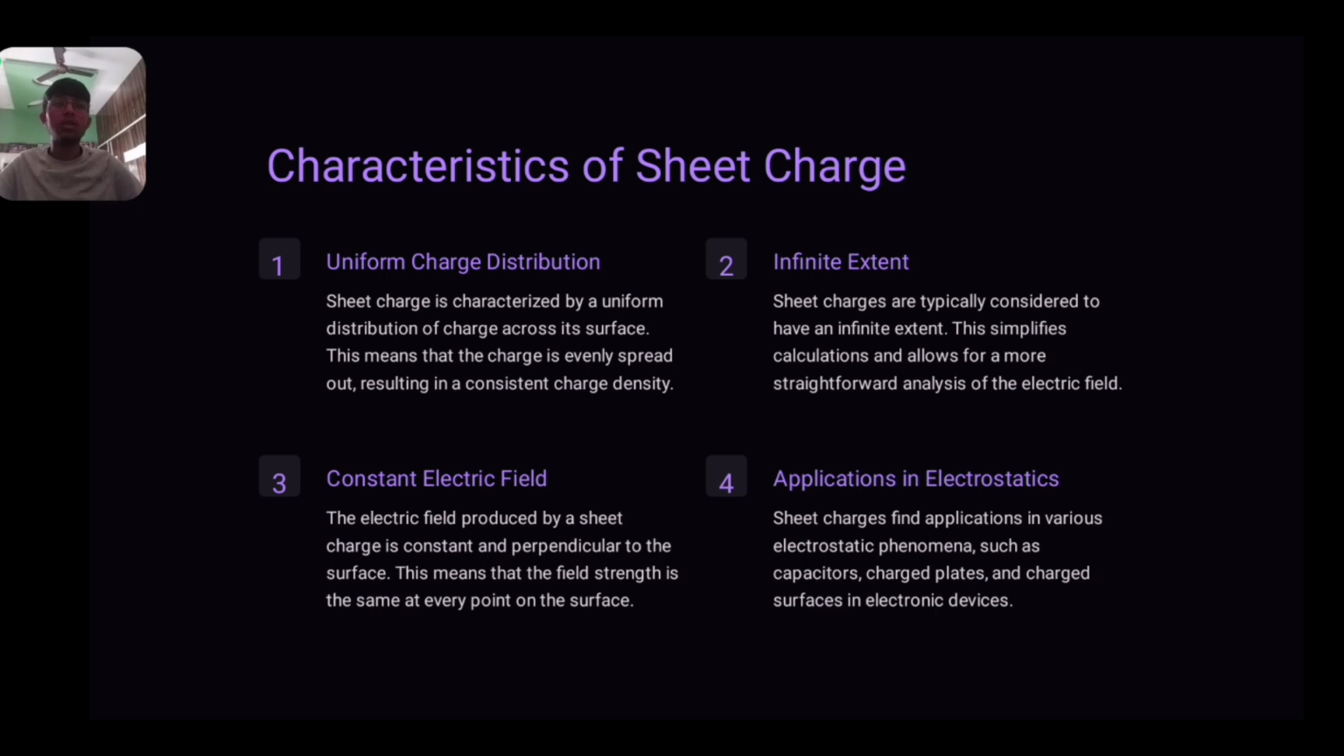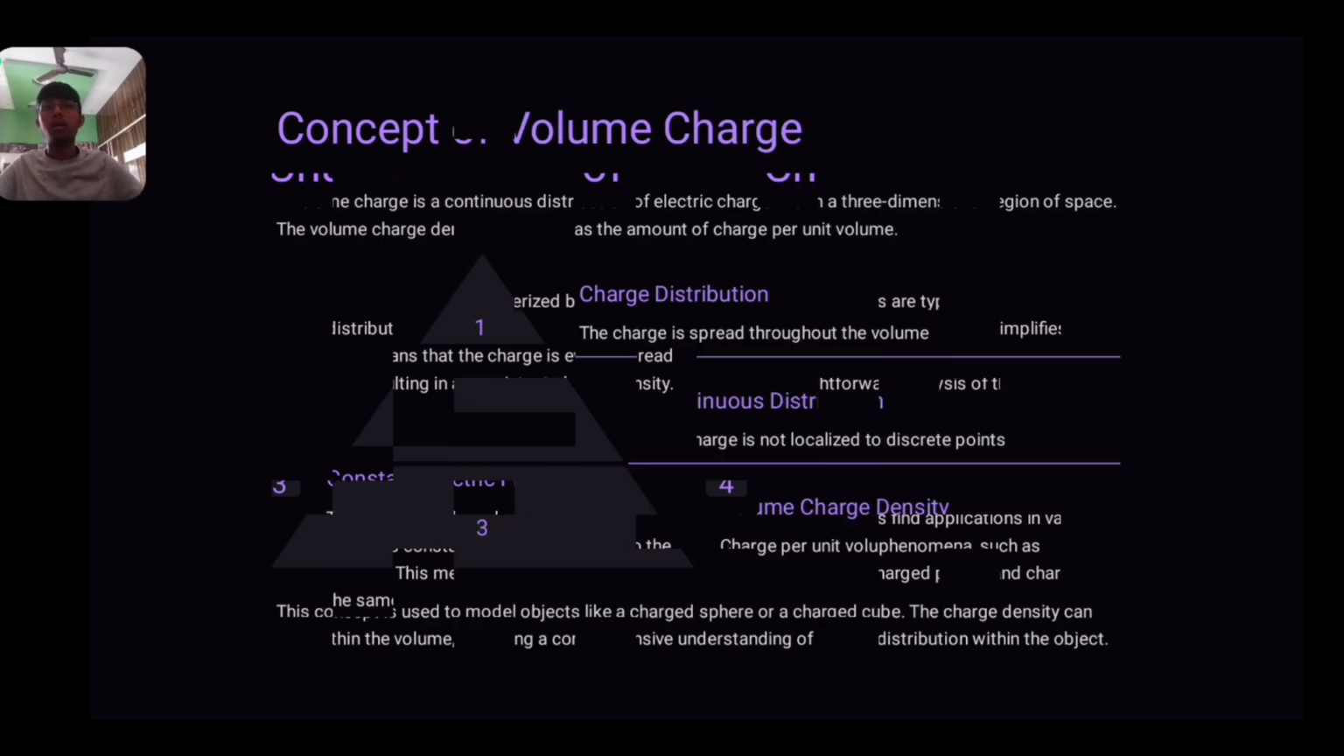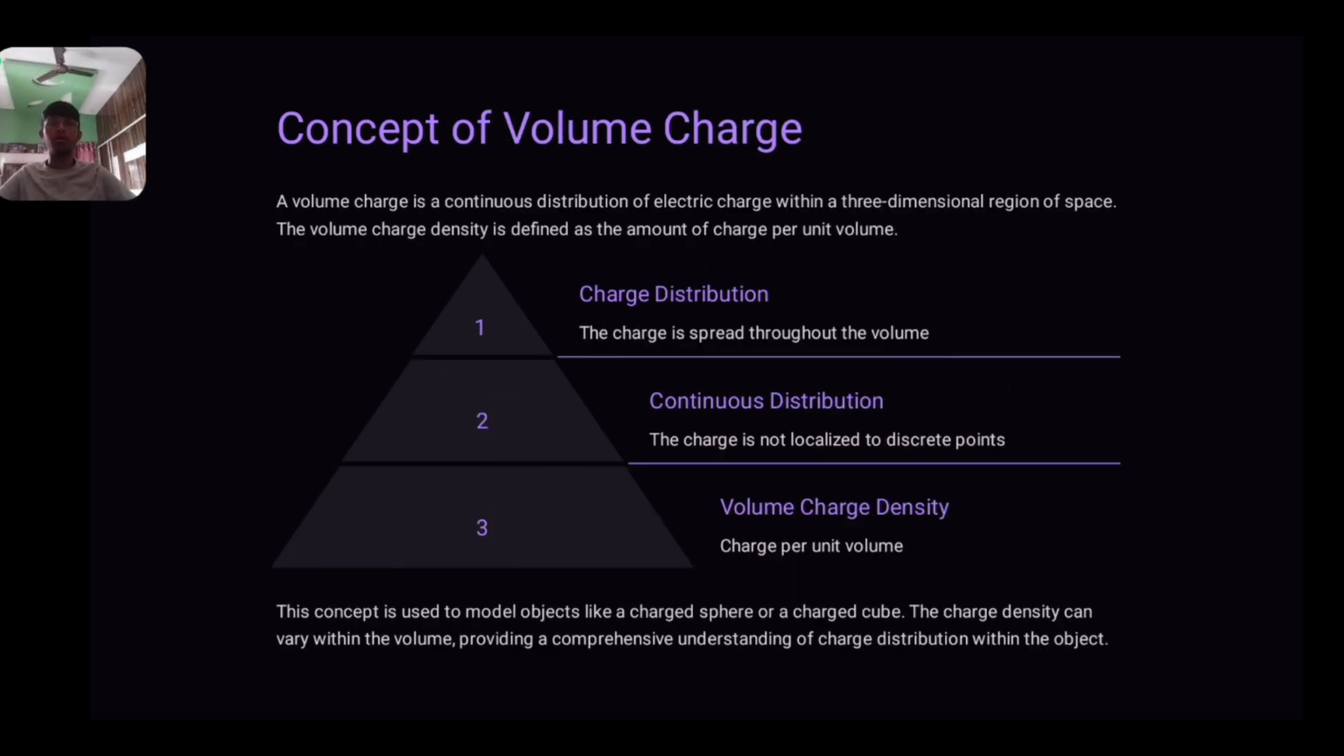Then applications in electrostatics. Sheet charge finds application in various electromagnetic phenomena such as capacitors, charged plates, and charged surfaces in electronic devices. Then let us discuss the last charge, the concept of volume charge.